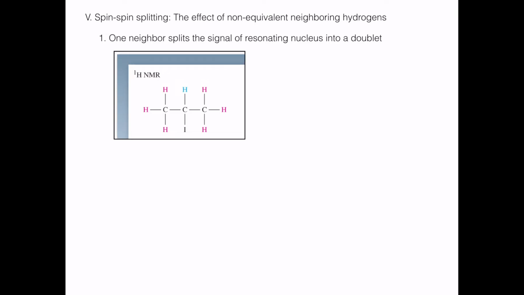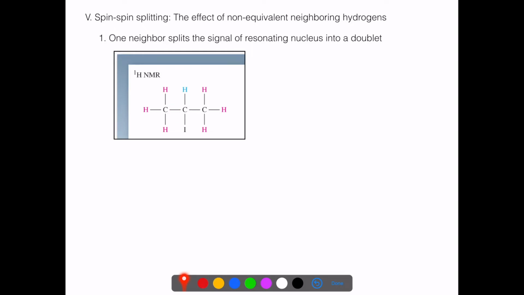One of the things that we've not talked about yet is spin-spin splitting, and that's the effect of non-equivalent neighbors on hydrogens. Let's focus to understand this on these 6 red hydrogens and how one non-equivalent neighbor splits the signal. First of all, let's describe what we mean by a neighbor. These 6 red hydrogens are all within 3 chemical bonds of this non-equivalent blue hydrogen. So 1, 2, 3.